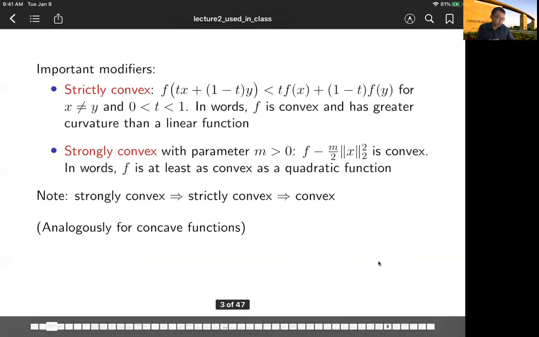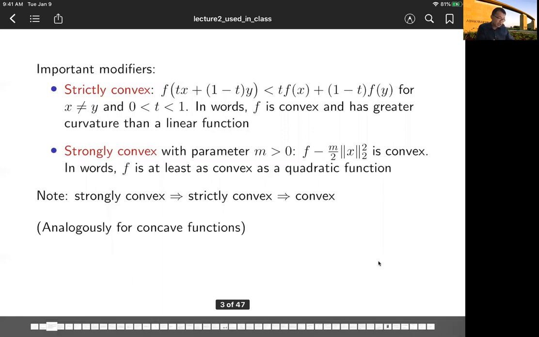So this will come back. So I'd like to also add 2 important modifiers of convex functions. Sometimes we're interested in stronger definitions than just convex functions. In particular, we can talk about strictly convex functions, which simply makes the definition the strict inequality for any pairs of points x and y.